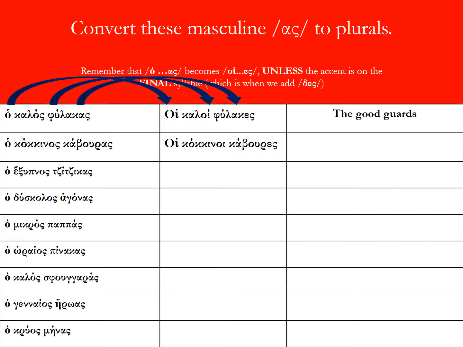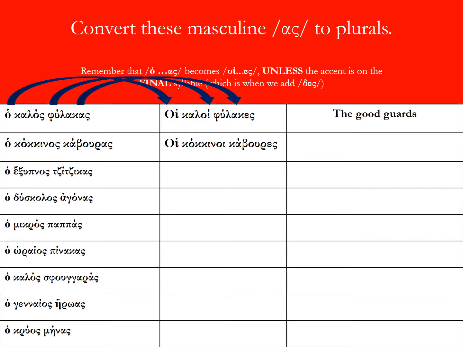the o and the omicron iota. But that's not always going to be the case. And if you look at this example here, o kalos philakas, the good guard, we'll change the o to the omicron iota. There's i. Kalos is an os ending adjective, and that'll become kali. And philakas, being an as ending noun, will become epsilon sigma, i kali philakes.